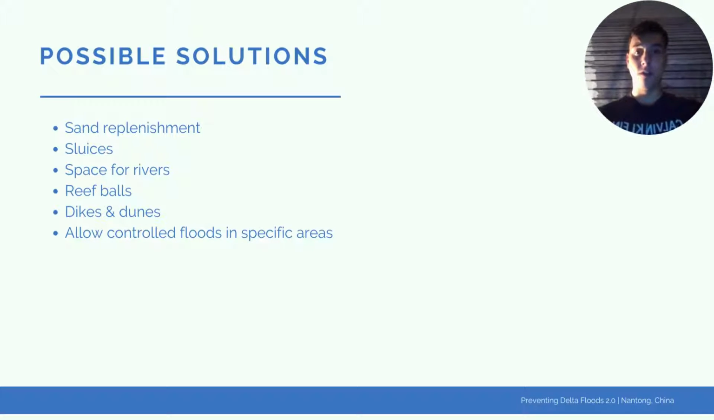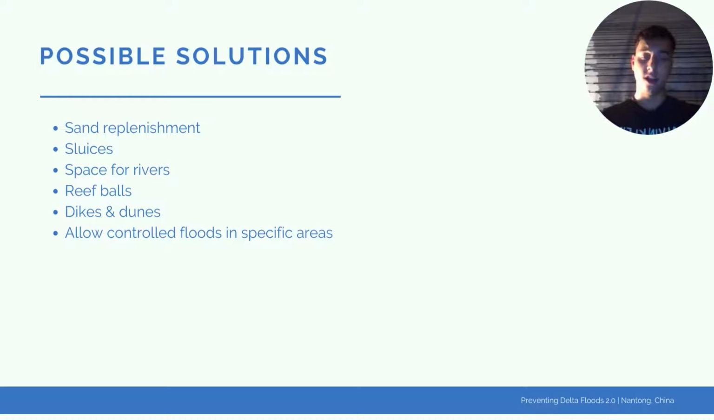The possible solutions we've come up with and looked into are the sand replenishment, sluices, space for rivers, reef balls, dikes and dunes, and allow controlled floods in specific areas. These solutions should prevent the threats in Nantong.